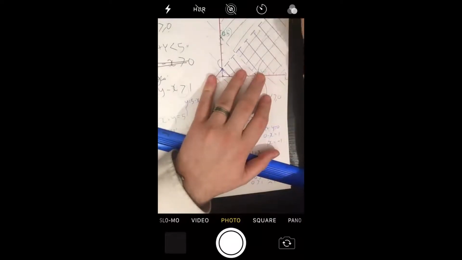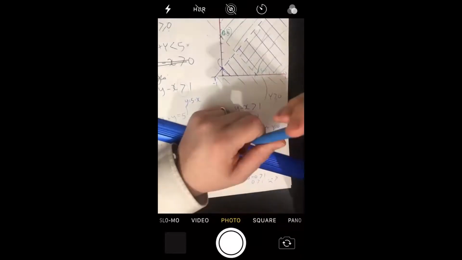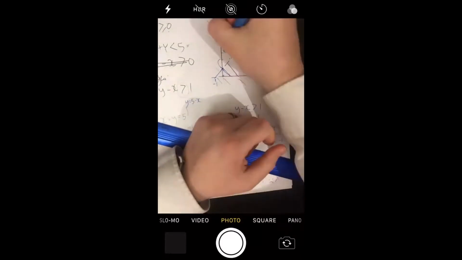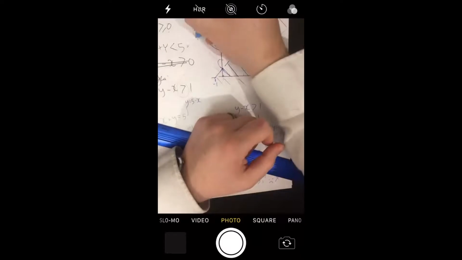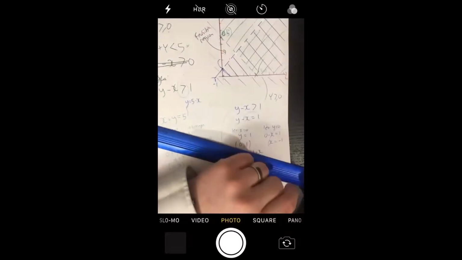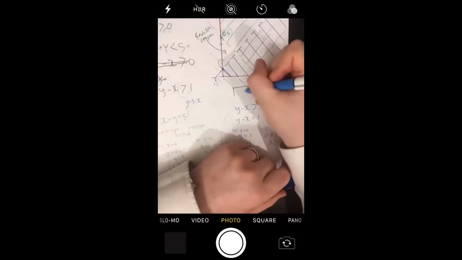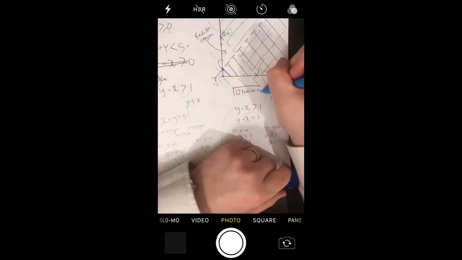So where is our feasible region? Our feasible region is here. This here is our feasible region because it's only in that section here where it works. So I'm actually going to draw this here. I'm going to draw a box that's blank. I'm going to write feasible region.